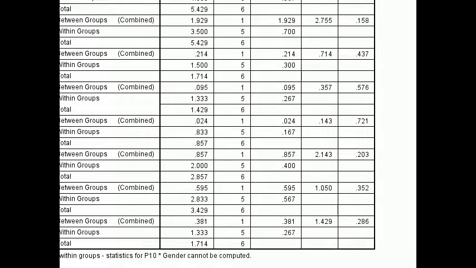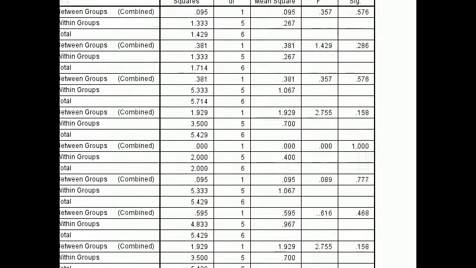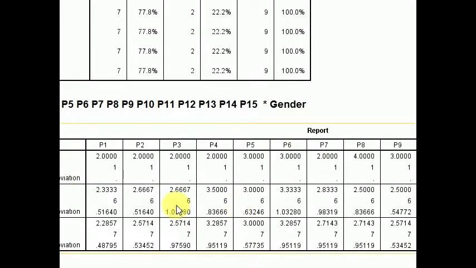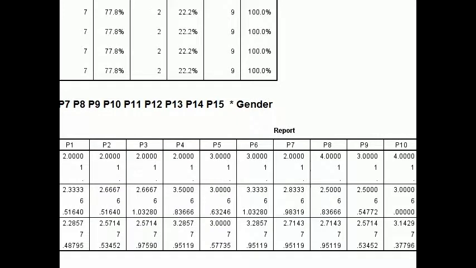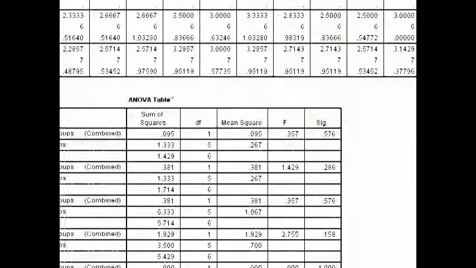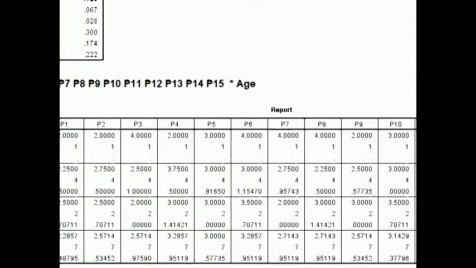But what is clear here is that the female, taken as a whole, tend to rate the questions higher than the male. Well, there's only one person who is male, except for some areas like P10, male is higher, P8, male is higher. So you can go through that and compare them. But the most important thing is that the difference is not significant at p equals 0.05.